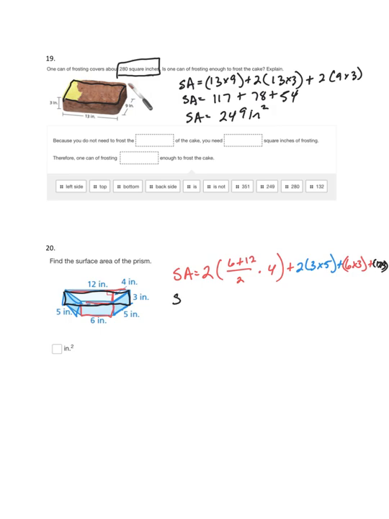All right, so we'll go ahead and simplify this a little bit here. So 6 plus 12 is 18 divided by 2, that's 9. So that's the average of the two bases. So there are two trapezoids that are each 9 times 4. Plus, there are two sides that are 15 square inches. Plus, there's one side that's 18 square inches. Plus that one that was 12 times 3, that's 36 square inches. So you can go ahead and finish it from here to find the total surface area.